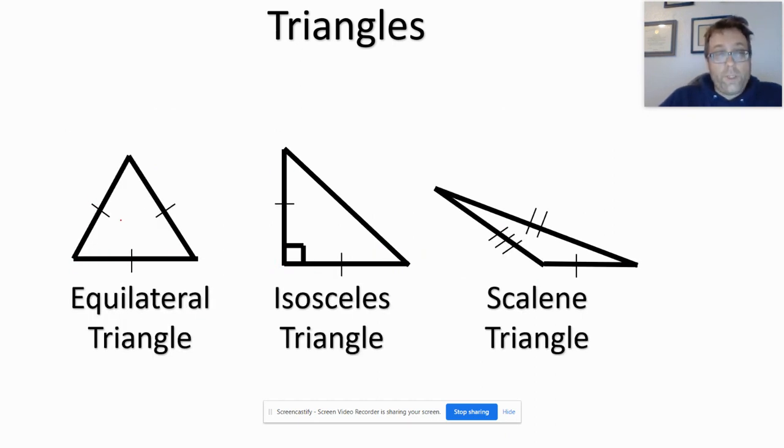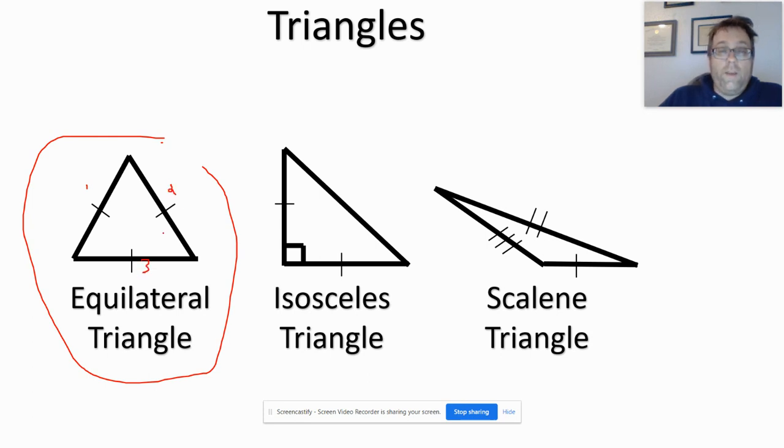Now, the little hash marks are kind of your key to look at. So on this one over here, we have one, two, three sides that are the same. I know they're the same because they all have one hash mark apiece. If this one had two hash marks, that means that one would be different than the other two. But all three are the same. If all three sides are the same, that is an equilateral triangle. Use the keyword equal, as in all sides are equal.